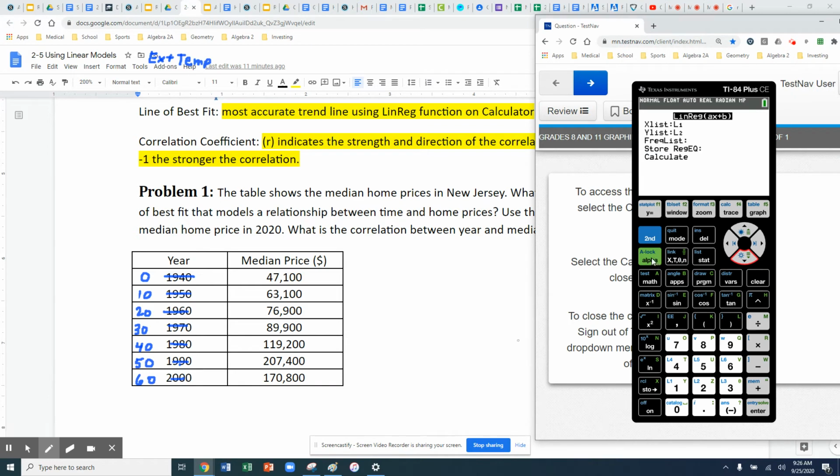To store this, you're going to hit alpha, trace, and you're going to select the Y1. This is going to put this into your Y equals so that you can use this equation that you're going to create in any calculations that you need. So again, that was alpha, trace. Now we hit Y1. Now we're ready to hit calculate.